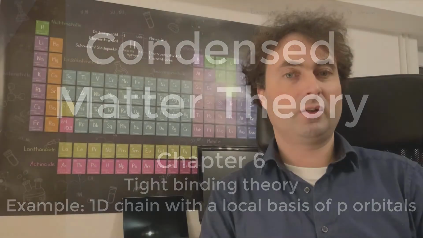Welcome to the next video in this series on condensed matter theory. In this video I want to talk about an example where we have three p orbitals, the px, py and pz, on a one-dimensional chain and look at the tight binding Hamiltonian that follows.